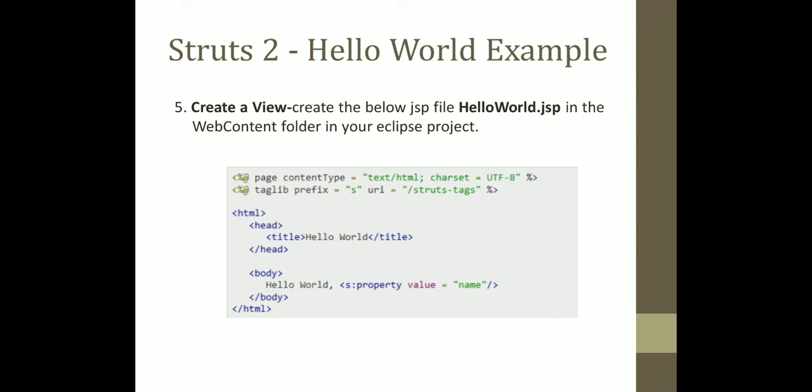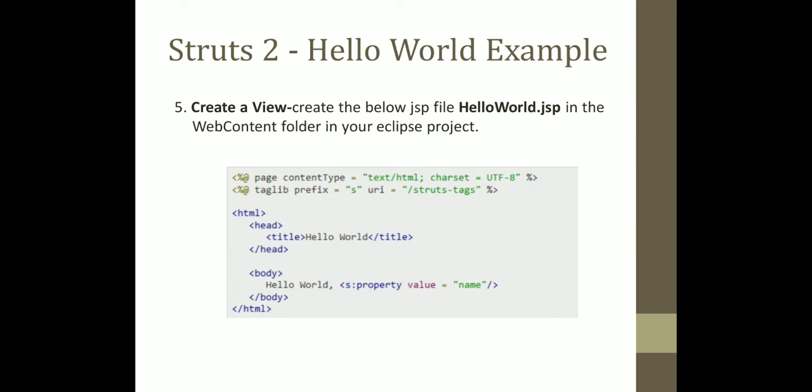Okay, so that file is shown in the below diagram. This content must be there in your page. Here we can see the page content type is given as text/HTML. The charset used is UTF-8. Then the taglib prefix used is s, and the URI is struts-tags.